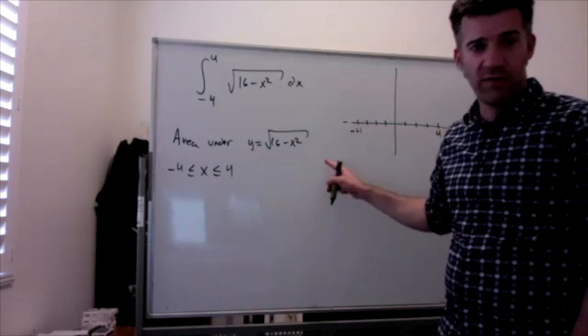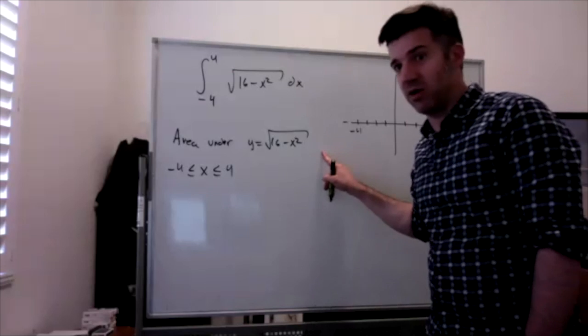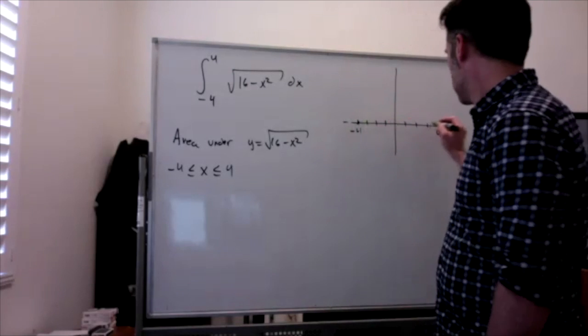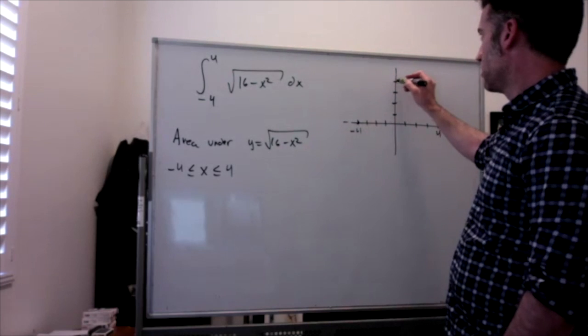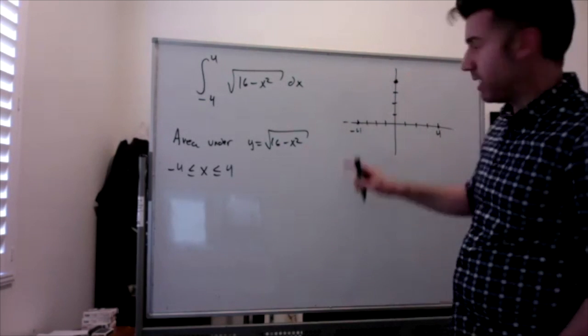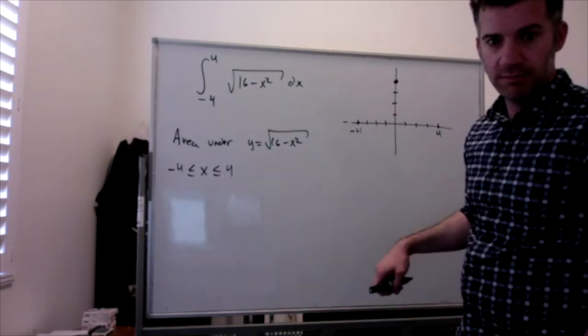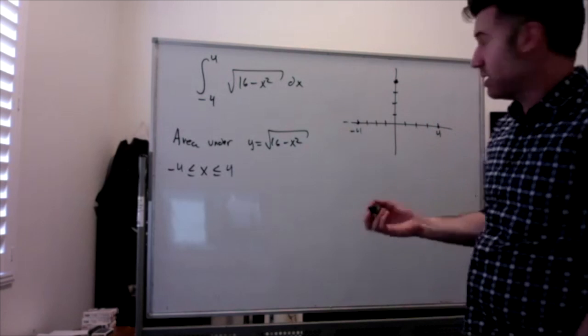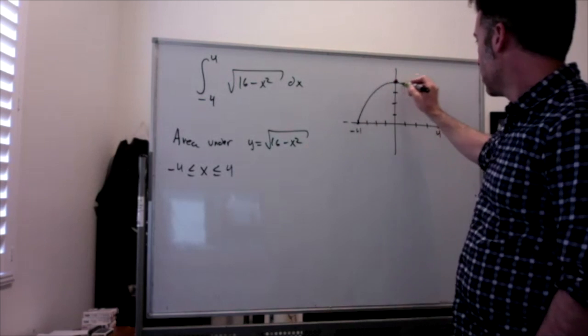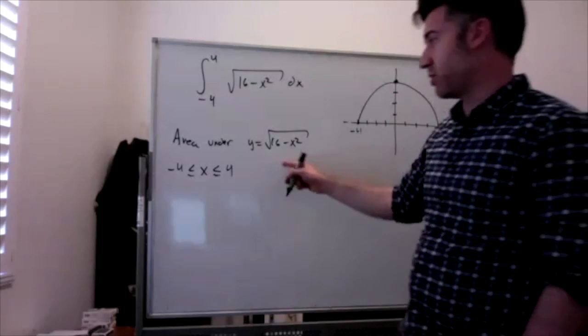Let's see, if I plug in 4 for x, I get 0. If I plug in -4 for x, I also get 0. If I plug in 0 for x, I get 4 for y. I gotta hit these 3 points. It's not a parabola. It's a semicircle. And it might be easier to see if you square both sides of this.